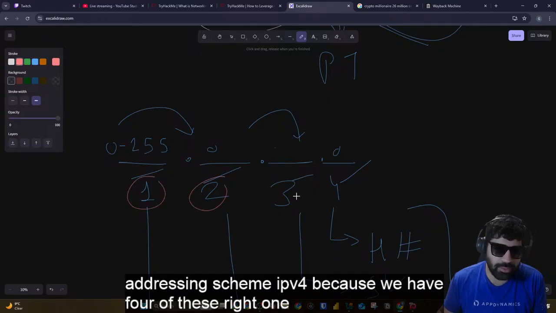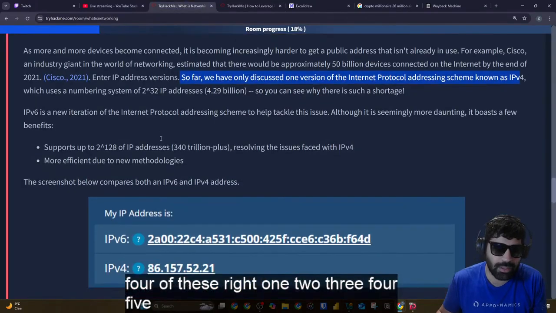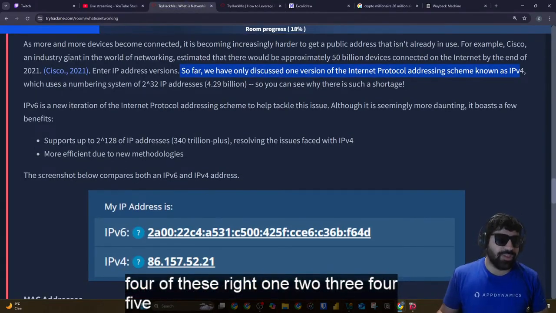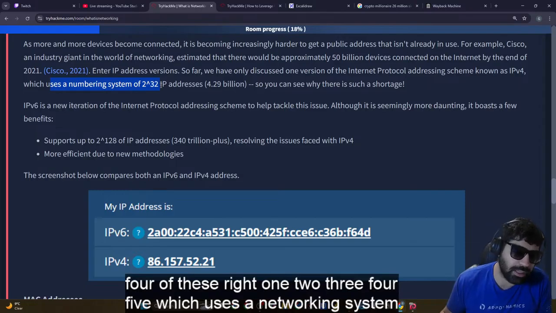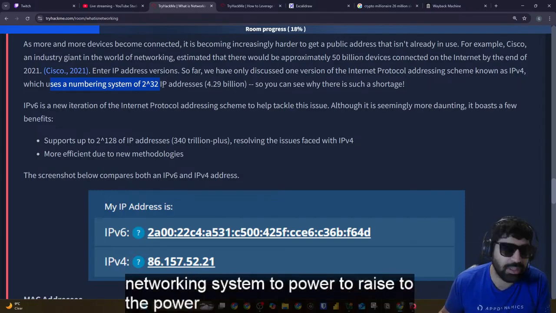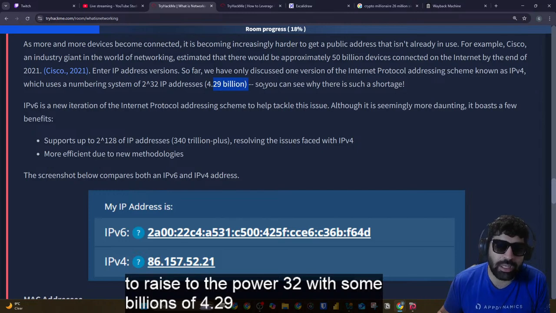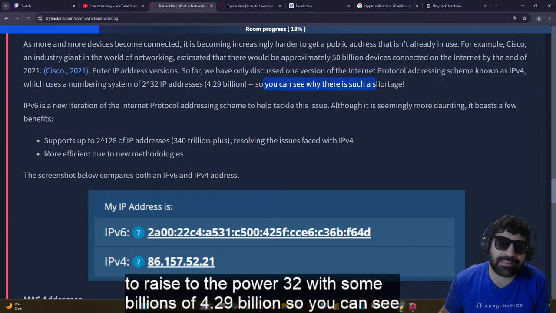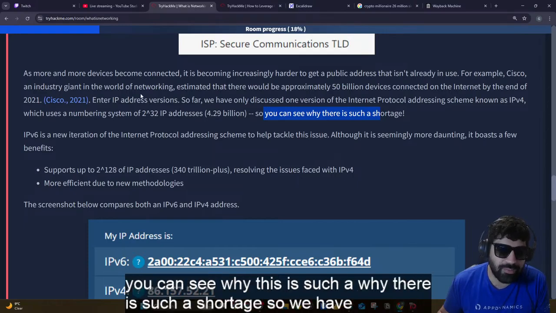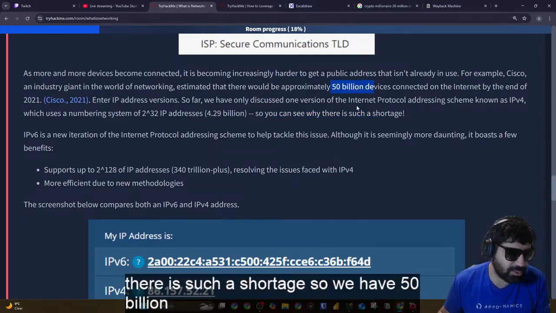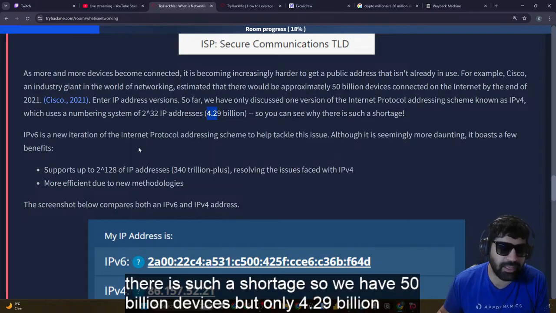1, 2, 3, 4. So IPv4 uses a networking system of 2 raised to the power 32, which is about 4.29 billion addresses. So you can see why there is such a shortage. We have 50 billion devices, but only 4.29 billion can have an address, right?